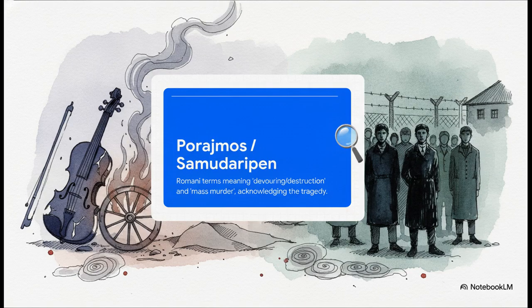We also absolutely must acknowledge how the Roma and Sinti people named their specific tragedy. They used two highly evocative terms. The first is Samudarapen. That's a Romani neologism meaning murder of all or mass murder, which really conveys a deep, respectful grief. The other term is Porrajmos, which translates to destruction or devouring. And that word is incredibly emotionally charged. It specifically highlights the deliberate, devouring intent to murder on the part of the Nazis.